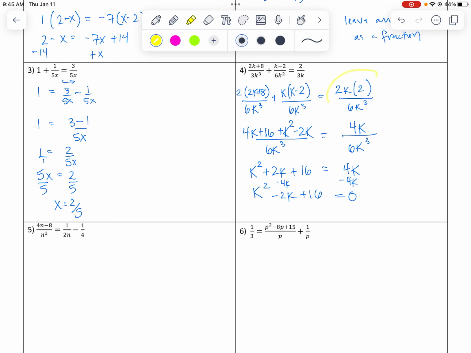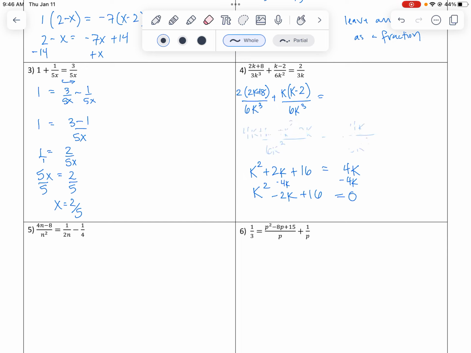So right here, where I was trying to make a common denominator of 6k cubed, I said that in order to go from 3k to 6k cubed, you multiply by 2k. I was mistaken. You actually have to multiply by 2k squared. So what I'm going to do is erase the last part of this work and what comes after it and start the problem over again.